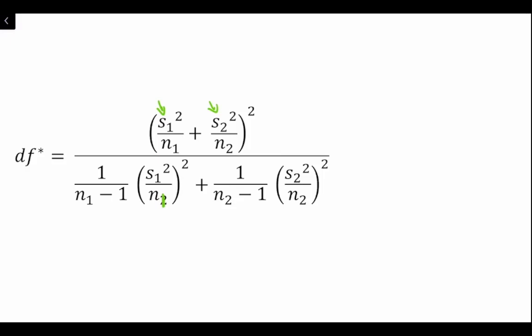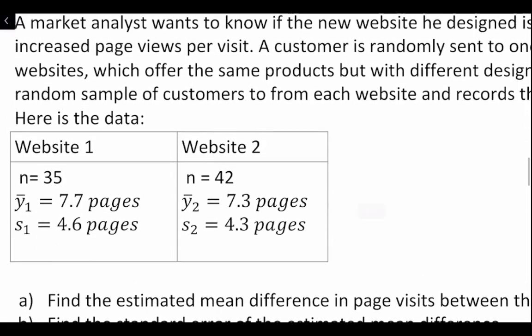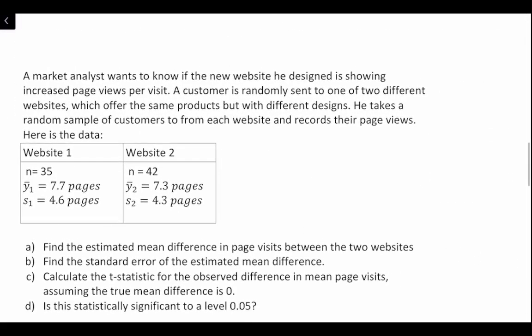This will make sense in a few minutes once we do a practice problem with it, but for now, let's just go to our problem. So here's our problem. A market analyst wants to know if the new website he designed is showing increased page views per visit. A customer is randomly sent to one of two different websites which offers the same products but with different designs. He takes a random sample of customers from each website and records their page views. And then here is the data.